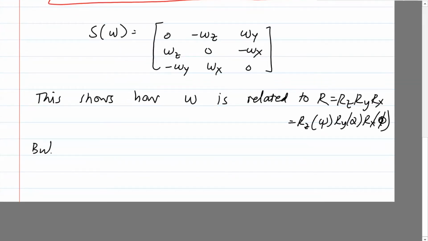But then the question is, how is omega related to the Euler angle rates, or Euler parameters? So that would be psi dot, theta dot, phi dot. That's something which we'll do next time. I will show you how they are related.